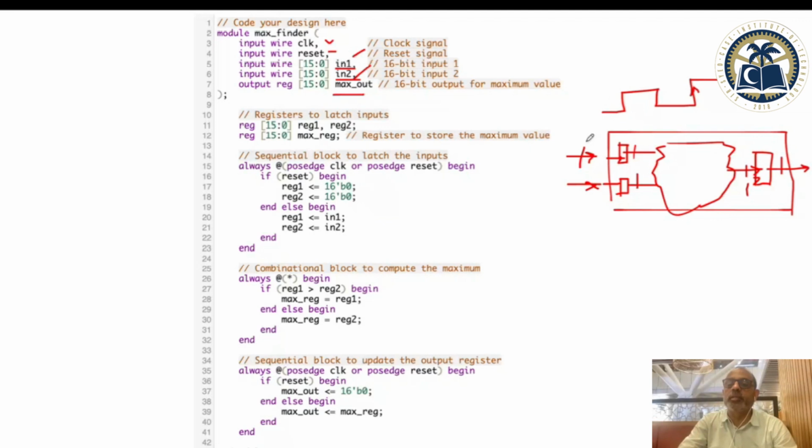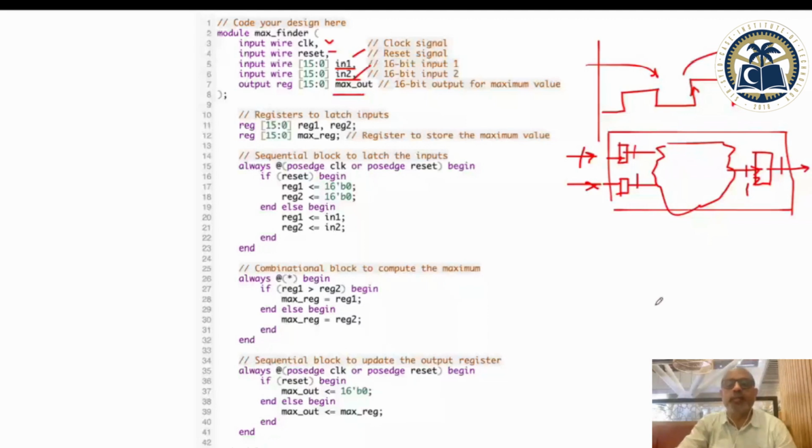So once you send some value here, it is going to take two clock cycles. In one clock cycle, the value will come here, and in the next clock cycle, the value will get out to the output. It is because you have inserted two registers into the data path. So this is simple logic.